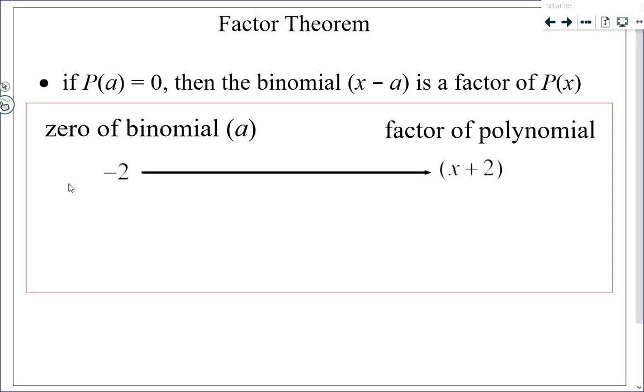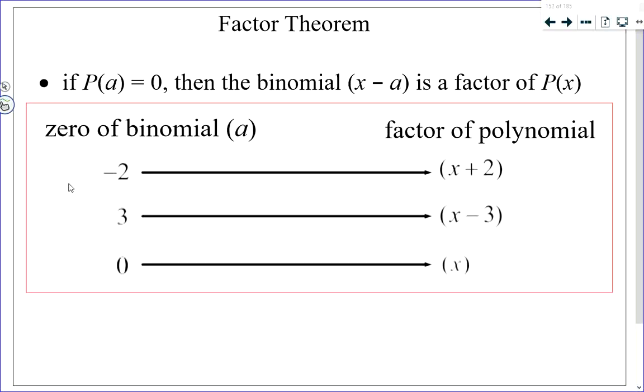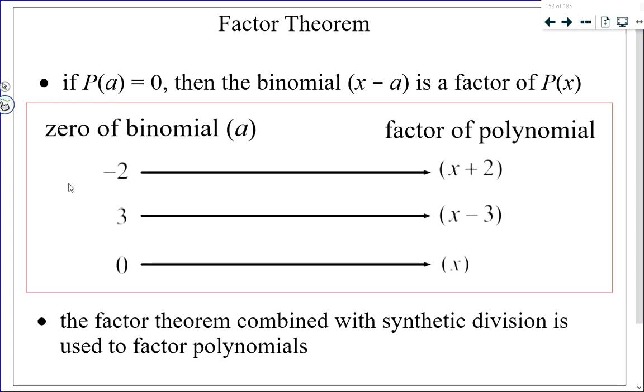If the zero of the binomial is -2, which means an x-intercept of the graph is -2, then x plus 2 will be a factor. If 3 is a 0, or an x-intercept of the function, then x minus 3 will be a factor. And a seldom seen one, but it's seldom thought of, it could be that 0 is a 0 of the binomial, or it could be that 0 is an x-intercept. That means the factor of the polynomial is x. I think it's very useful to be able to combine the factor theorem with synthetic division and this idea that's in the red box to be able to come up with all of the factors of a polynomial.